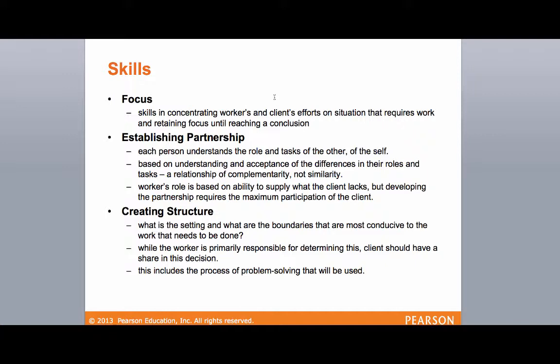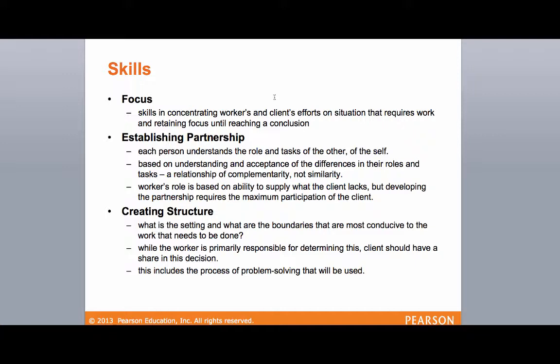the worker can perhaps fill in some of those spaces that the client is lacking in achieving certain goals. Every person in this partnership understands the role and the tasks of the other, and their own as well. And so the worker's role is based on the ability to supply what the client lacks. That's that complementarity piece, filling in what isn't there basically.